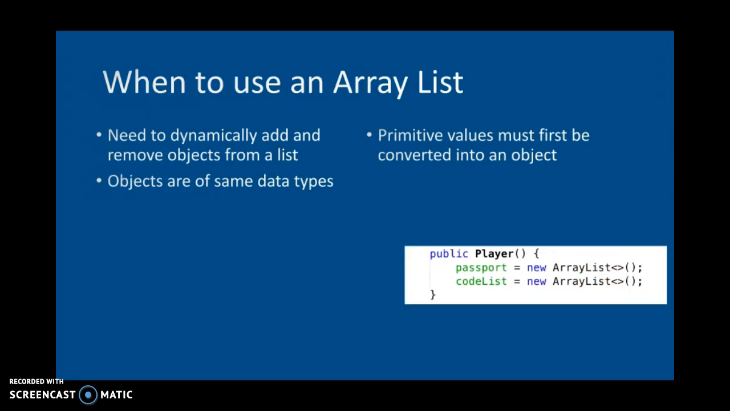When we need to dynamically add or remove objects from a list, and the objects are of the same data type, we use an array list. We built array lists in our player function for the passports and code list. This allowed us to dynamically grow the list of passports as the player visits different countries, and allows the code list to grow as the player collects codes for successfully completing challenges.